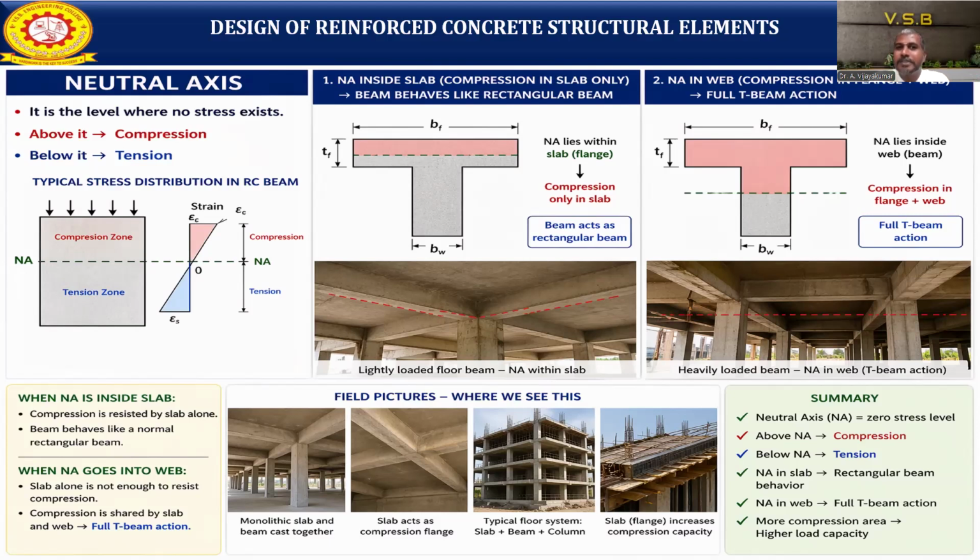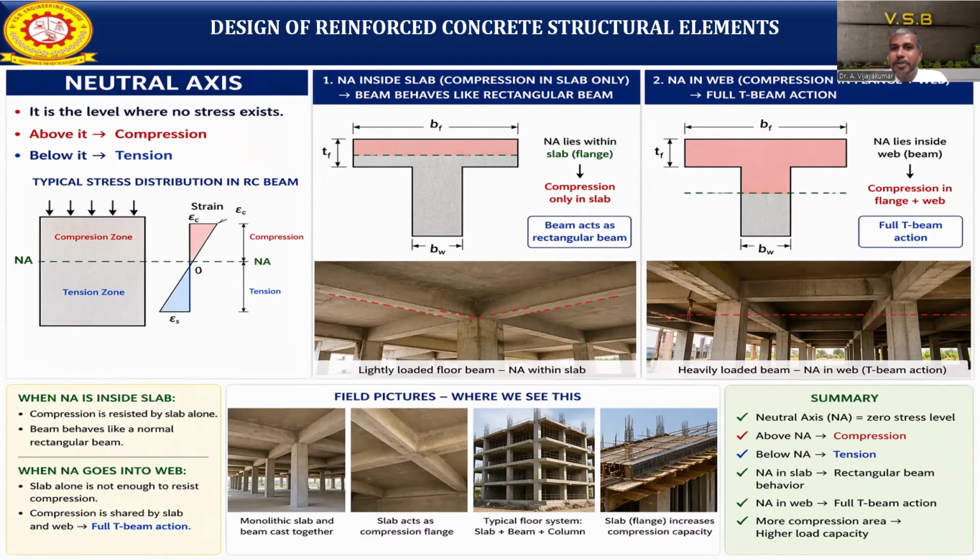Now see, the neutral axis is going to lie in two different places. With the neutral axis inside the slab, the compression is in the slab only and does not come to the web. So the beam behaves like a rectangular beam. Normal beams behave in this way, and this T-beam is also going to behave the same way. When the neutral axis lies in the flange, the behavior of the structure is like a normal beam. Only the slab acts in compression, and the beam acts as a rectangle. That is what we are going to see in the images.